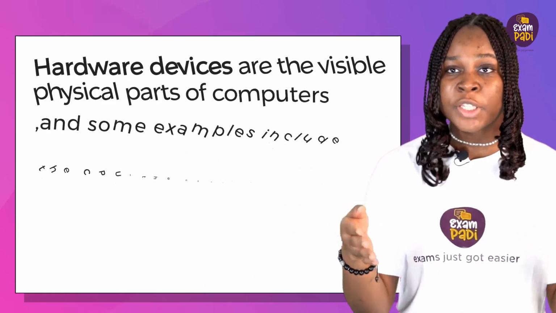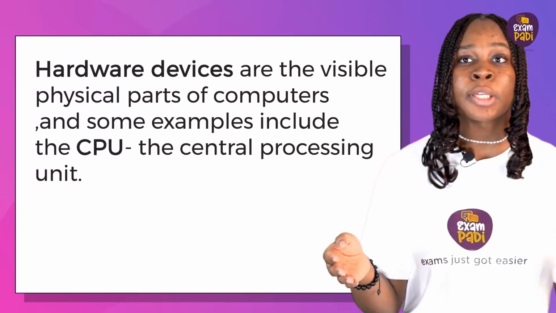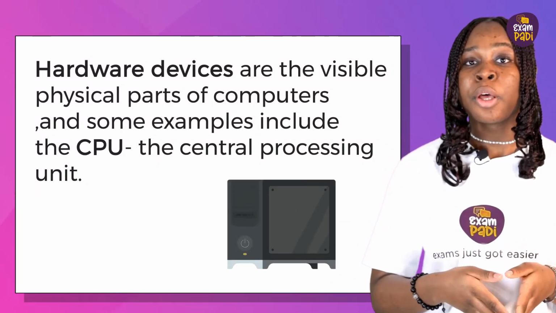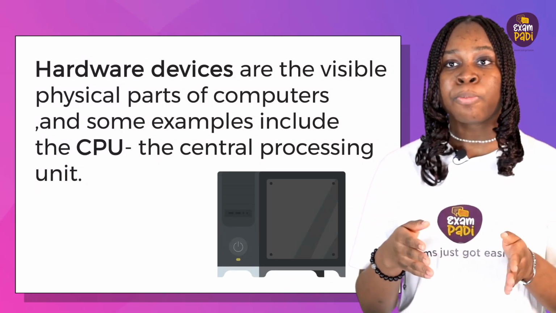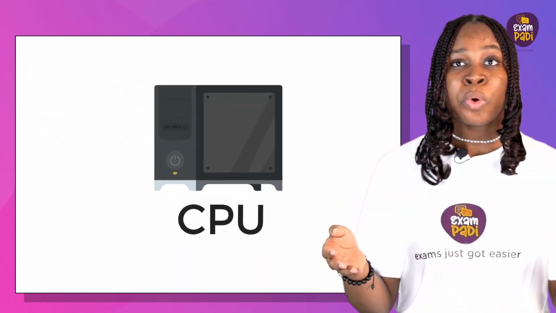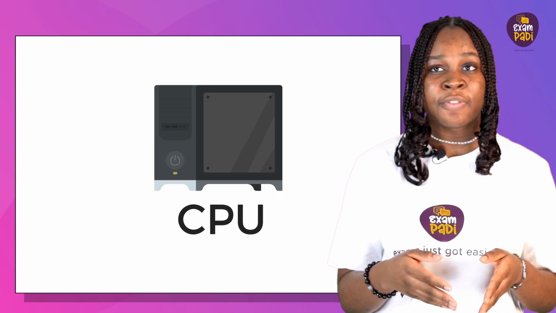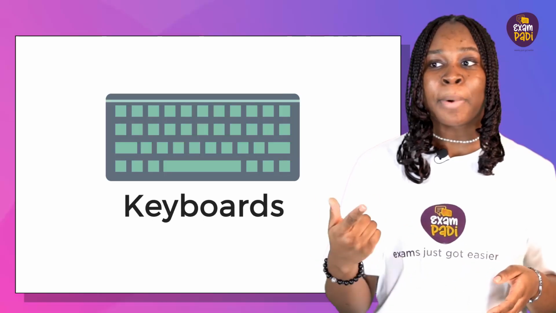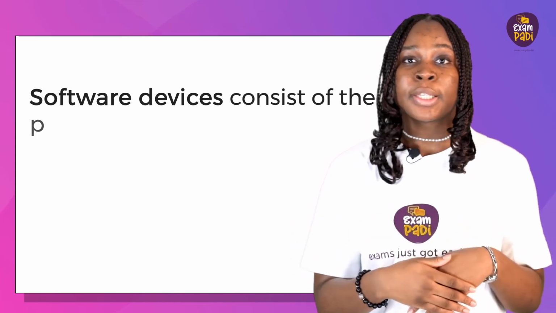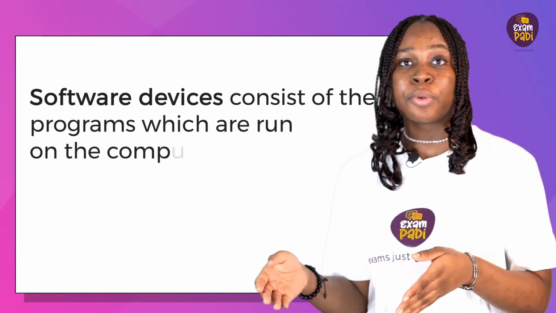Hardware devices are visible physical parts of computers, and some examples of these include the CPU, which is the central processing unit. The CPU is known as the brain of the computer. Other examples of hardware devices include keyboards, mouses, and monitors. Software devices, on the other hand, consist of the programs which are run on the computer.